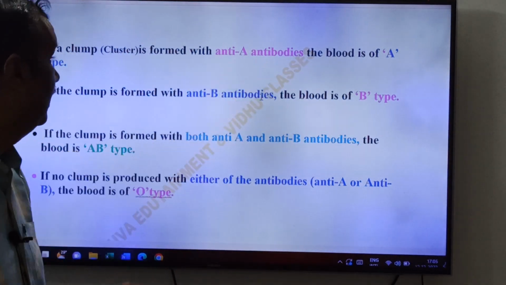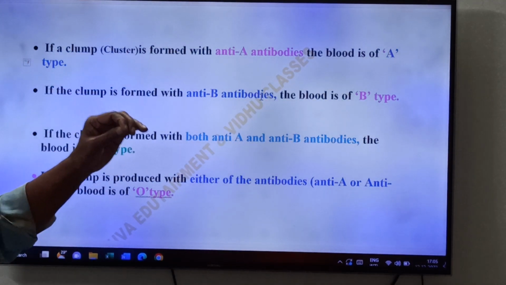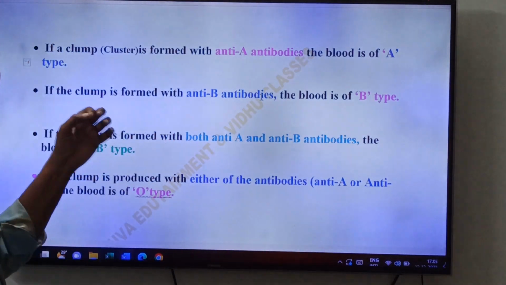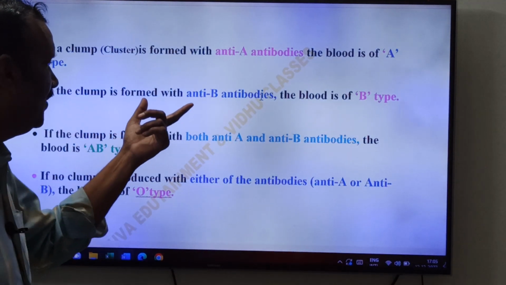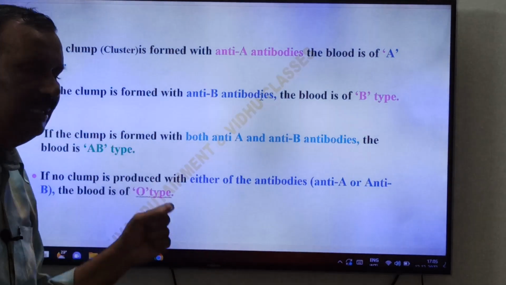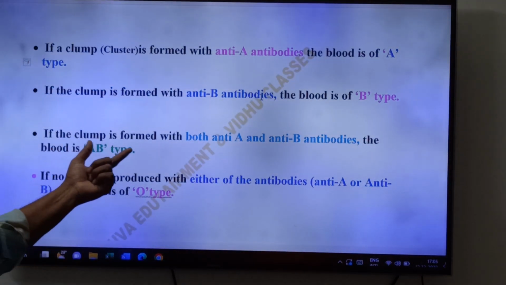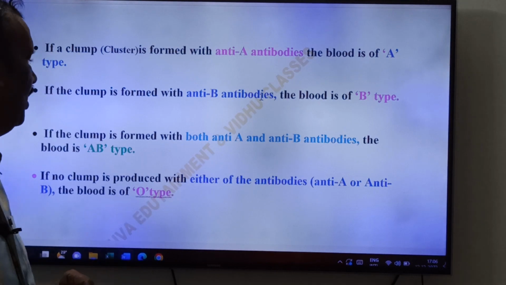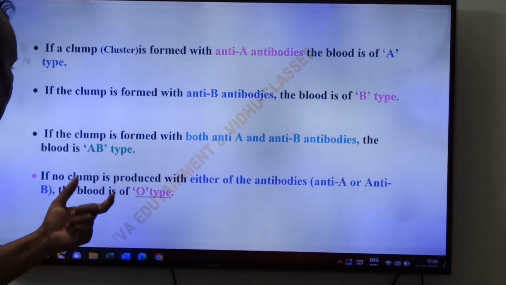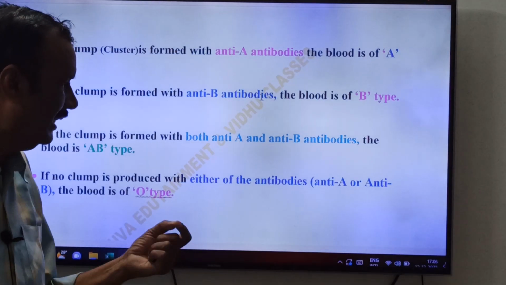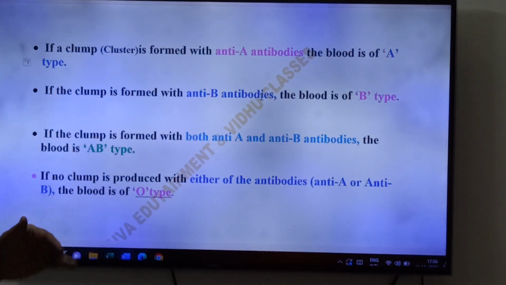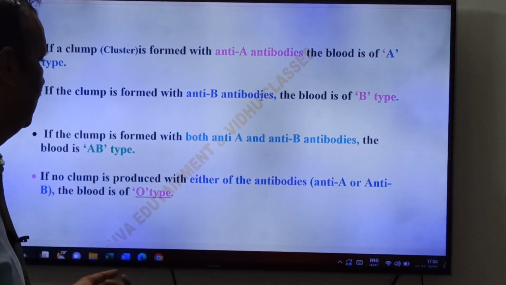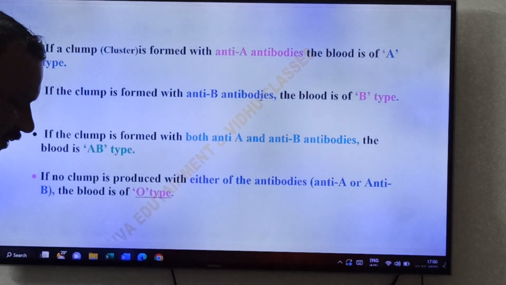Here it is agglutinating antibody A. If a clump or cluster is formed with anti-A antibodies, the blood is of type A. If the clump is formed with anti-B antibodies, the blood is of B type. If the clump is formed with both A and B antibodies, the blood is of AB type. If no clump is produced by either of the antibodies, the blood is of what, friends? O type. Because you know, friends, O type has no antigens, so there is no clumping. If no clump is produced with either anti-A or anti-B, that blood is of O type.